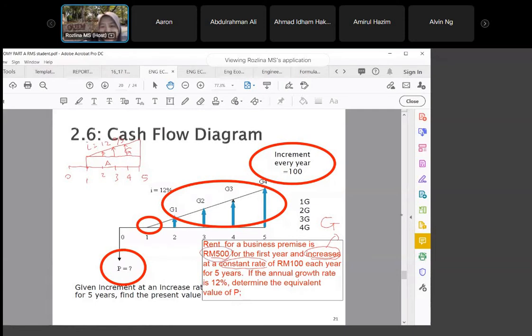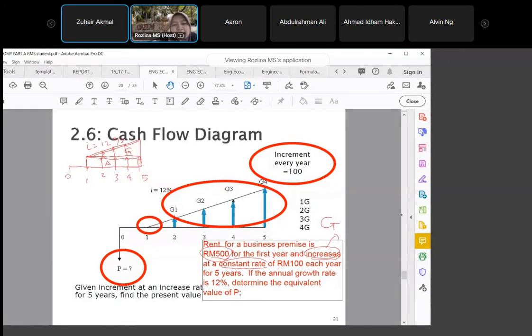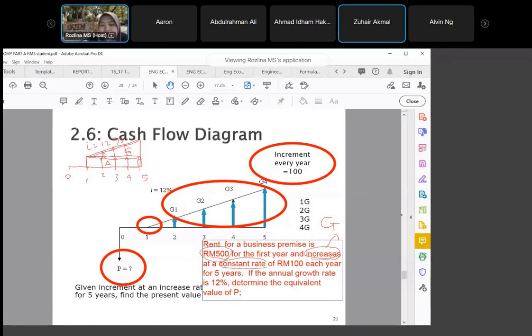500 in the first year and increase, that means the flow is constant. You get a constant value until year 5, but it increases. That's why there is a triangle on top. Actually it is only the A at the bottom, the 500 for the first year and increase. First, second, third, fourth year, you still get the value of 500. So A equals 500 at the bottom.